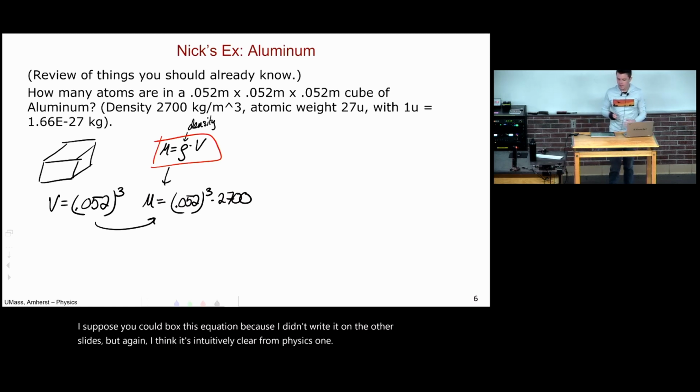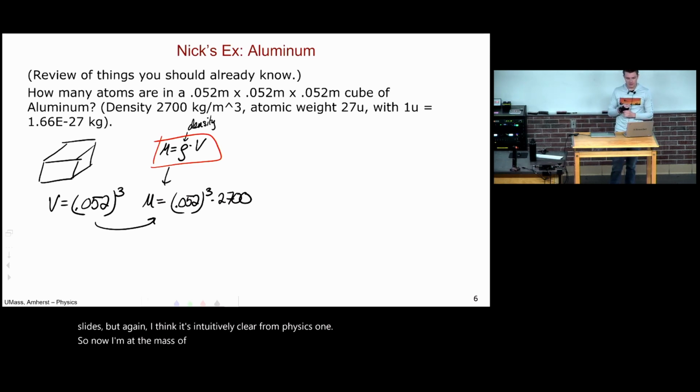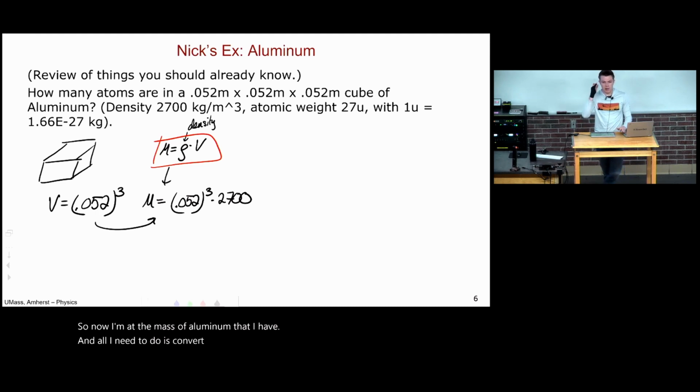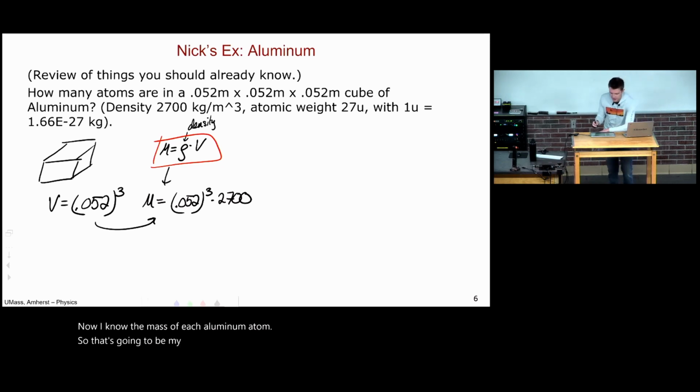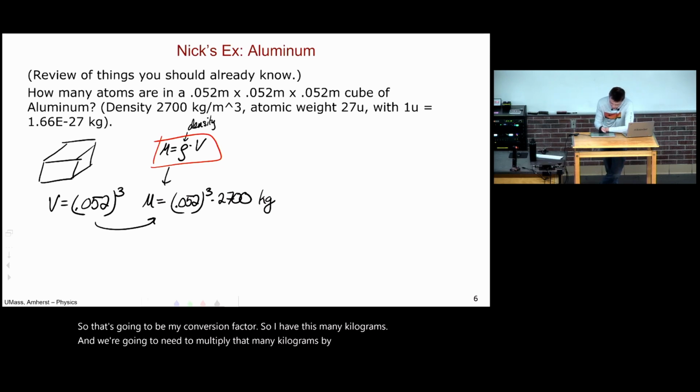Okay, so now I'm at the mass of aluminum that I have, and all I need to do is convert between a mass and a number of atoms. Now I know the mass of each aluminum atom, so that's going to be my conversion factor. So I have this many kilograms, and we're going to need to multiply that many kilograms by some form of 1. This, by the way, equals 0.38 kilograms.